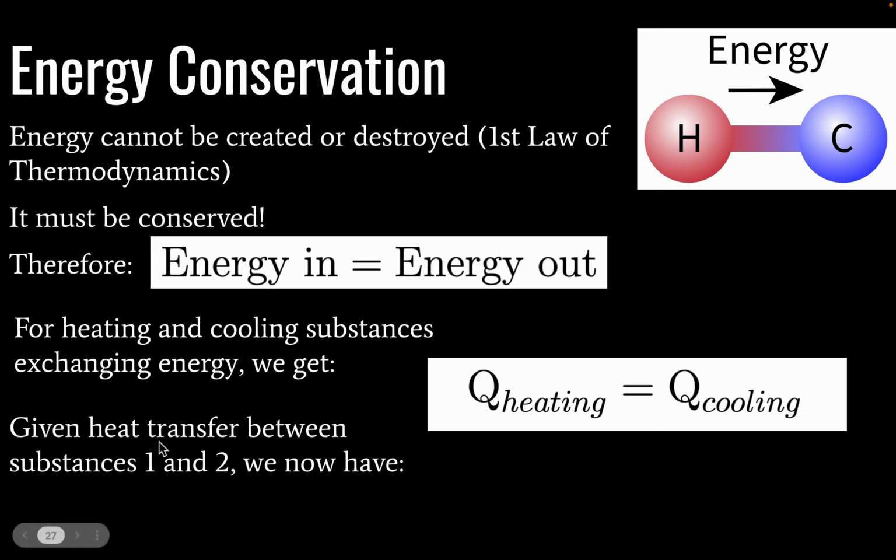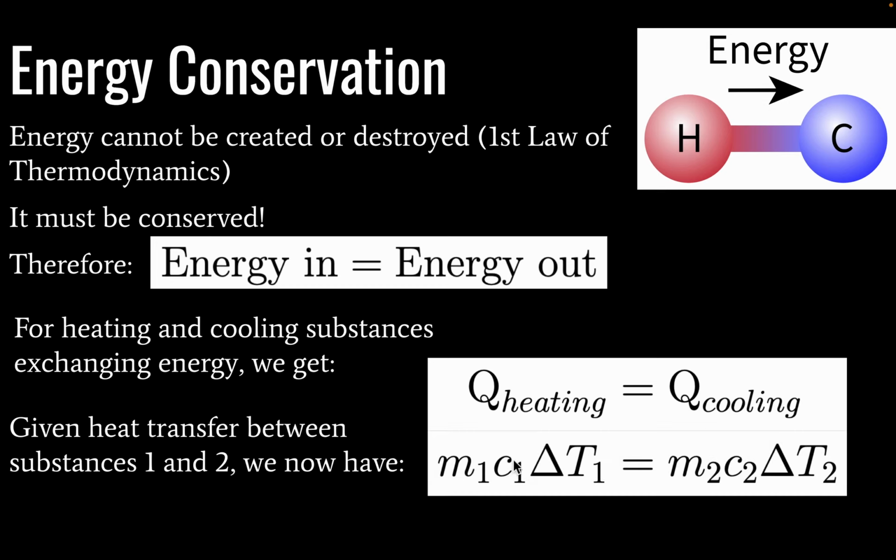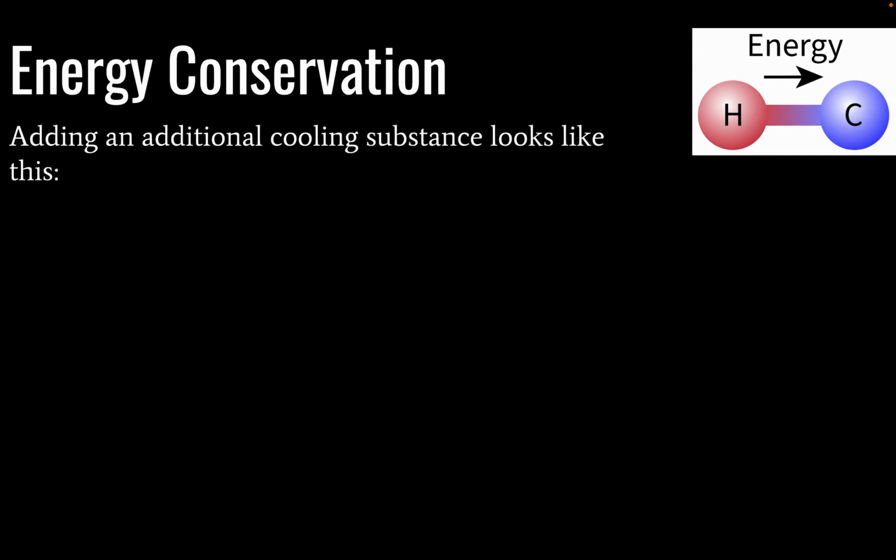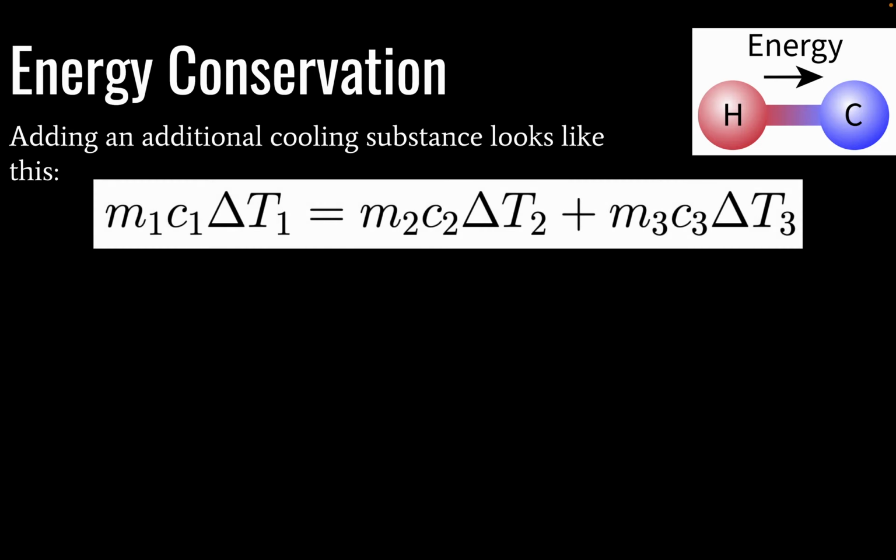And if we have a heat transfer between substances 1 and 2, we're going to now have this equation. This is a starting point for calculating, and it could be any one of these values, but change in temperature is one of the more tricky ones, as we're going to see in a second. If we add an additional cooling substance to our previous equation, we could get something like this. The energy of one substance, our heating substance, is going to be equal to the energy of our two substances that are cooling.